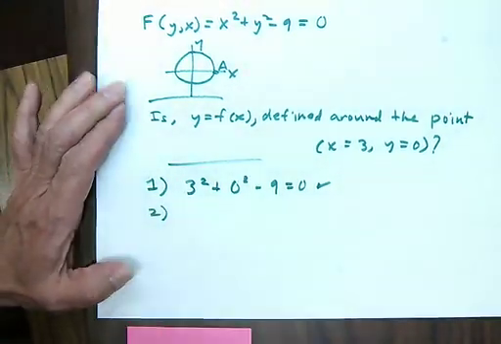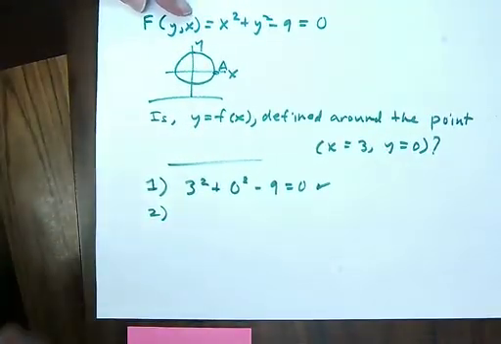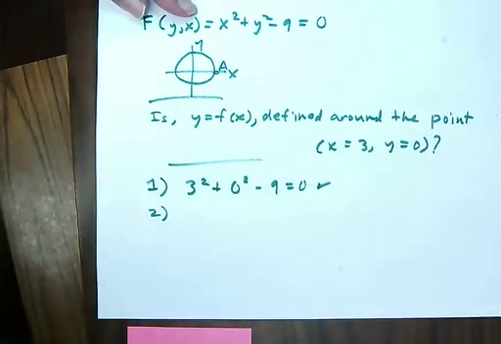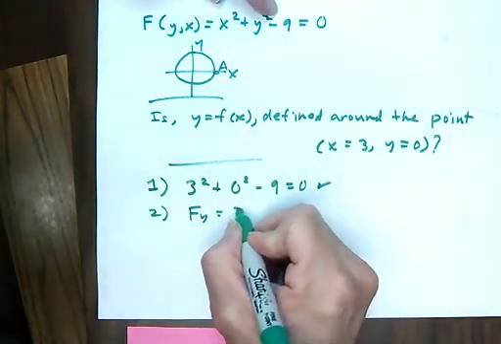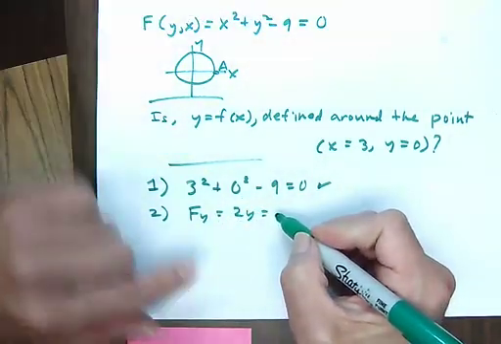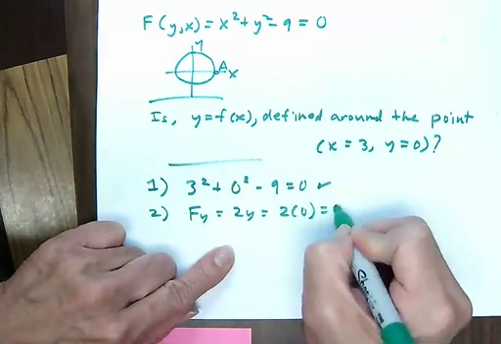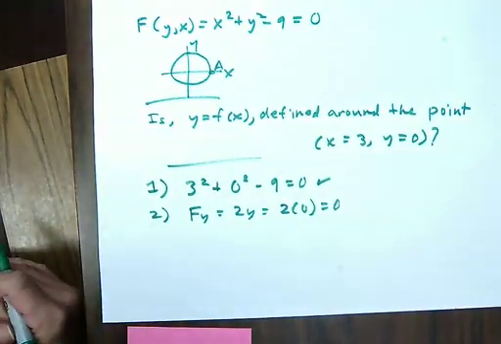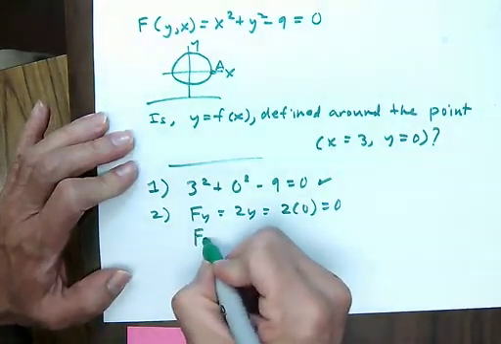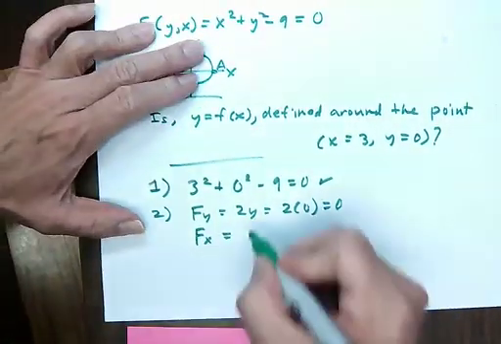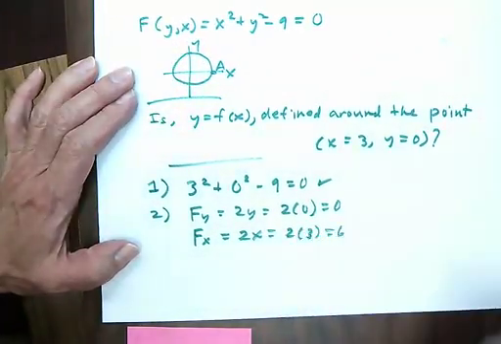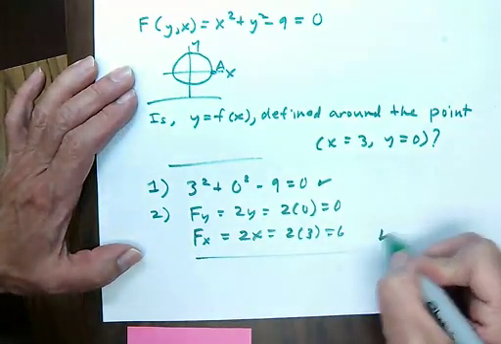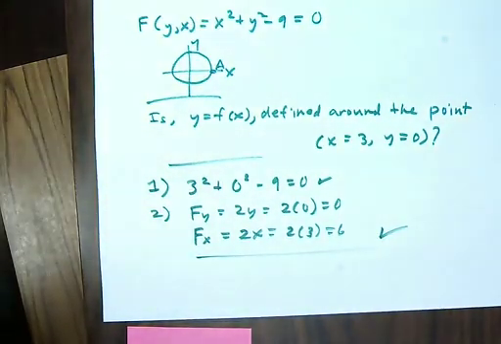Our second condition: all the partials of the capital F function with respect to y and x have to be defined at the said point. So we know Fy is again 2y, and evaluated at the said point, that's equal to 2 times 0, which is equal to 0. It's 0, but it's still a defined value. What about Fx? The partial of capital F with respect to x is 2x, and evaluated at our said point, that's just 2 times 3, which is 6, and that's a defined value as well. So the second condition is satisfied.